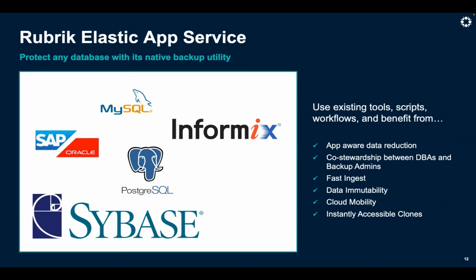And lastly, but definitely not least, is instantly accessible clones. Unlike legacy deduplication targets that are not built for test/dev use cases, the snapshots on Rubrik can be mounted and exposed on demand to test/dev environments, reducing the time needed to make data available for test/dev use cases without being able to impact production.